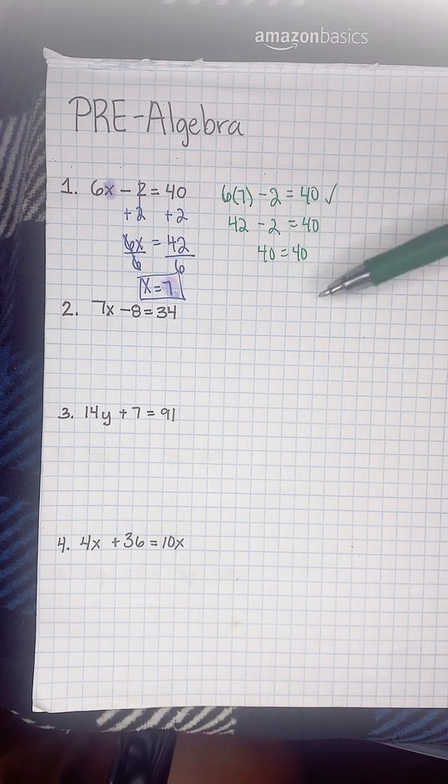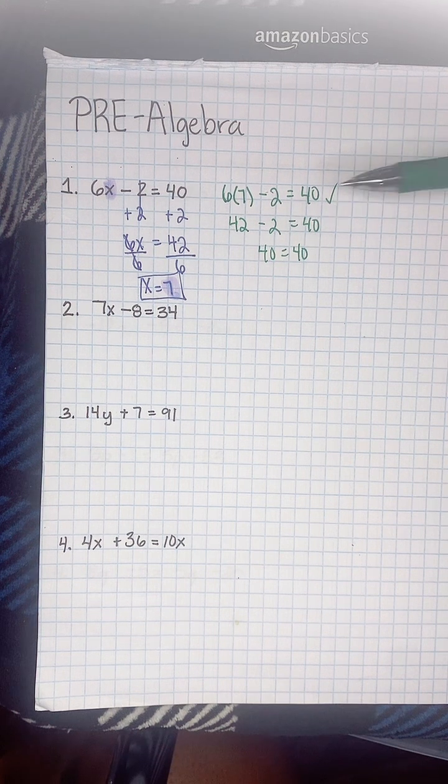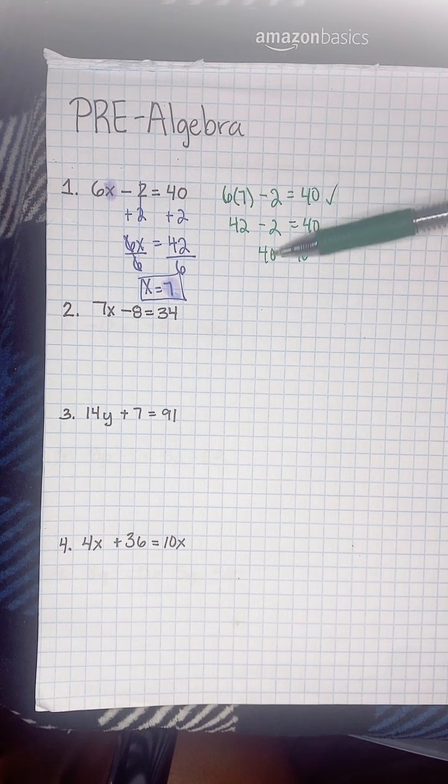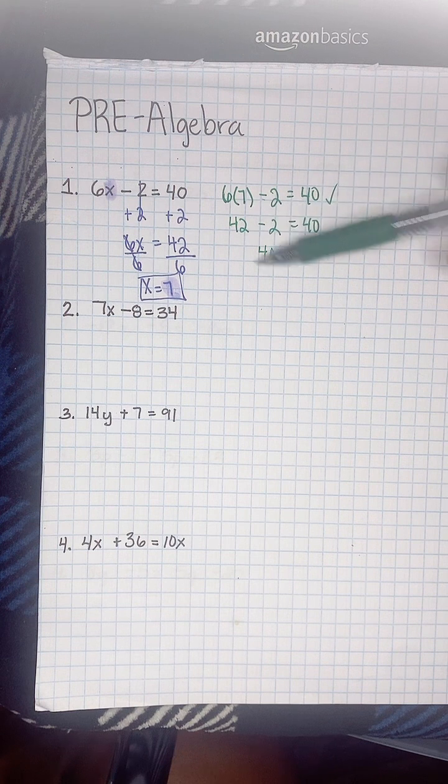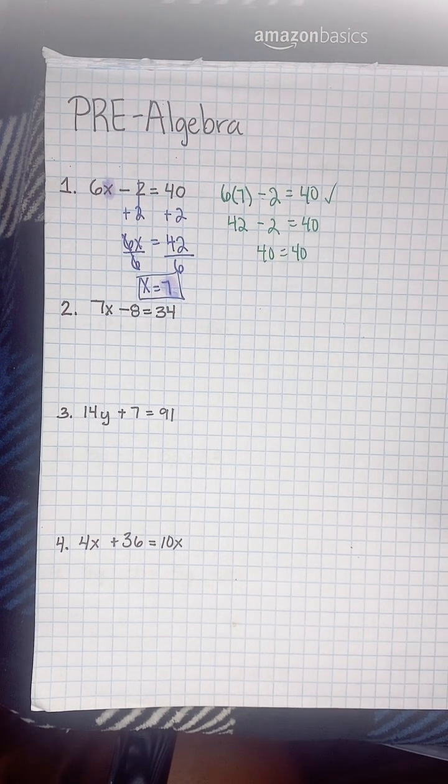Now, this helps for when you get into Algebra 2, because when you get into trig identities, when you're showing the left side equals the right side, this helps in that understanding. All right. So let's go to number 2.